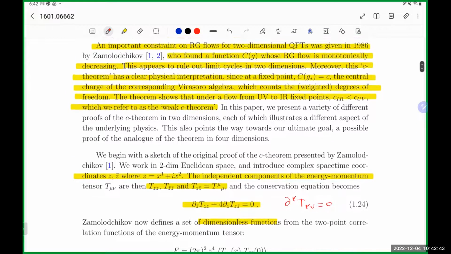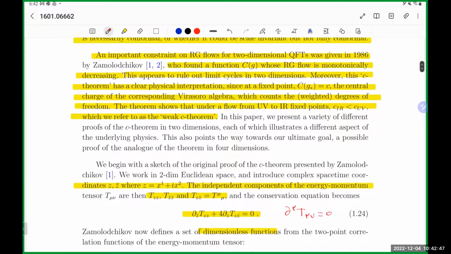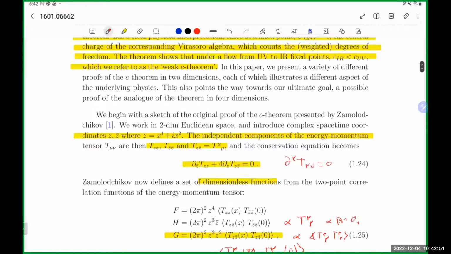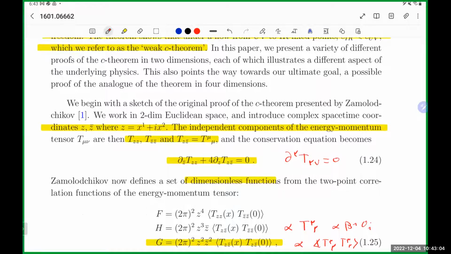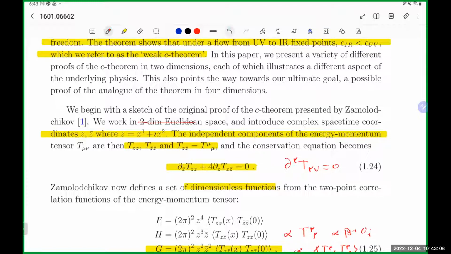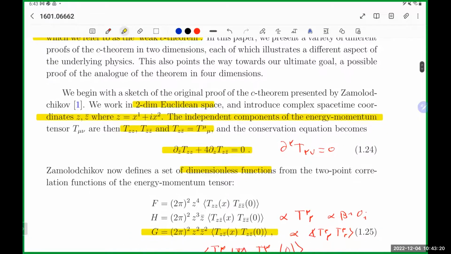Good. So let's start and see what the two-dimensional C theorem is. Here we work in a two-dimensional Euclidean space, and then we choose some complex coordinates, z bar is x1 plus ix2. It is simple algebra to show that the conservation equation of the stress energy tensor, which we explained as a consequence of translation symmetry, takes this form: del z bar T_zz plus 4 del z T_z z bar equals 0, right?